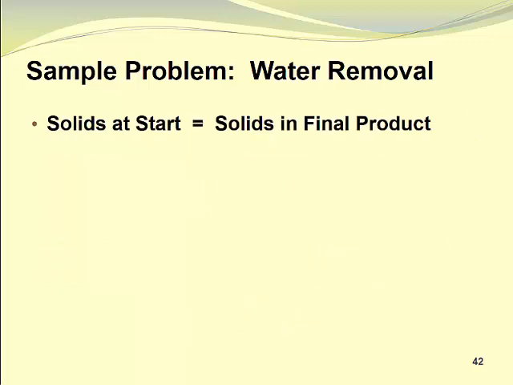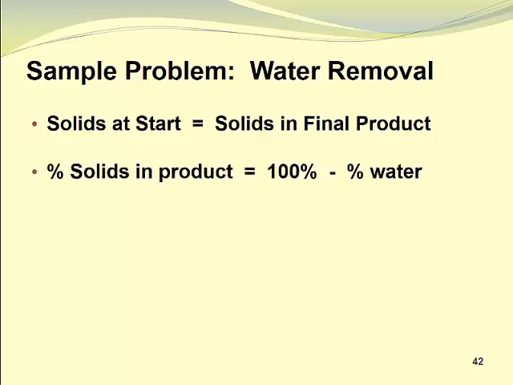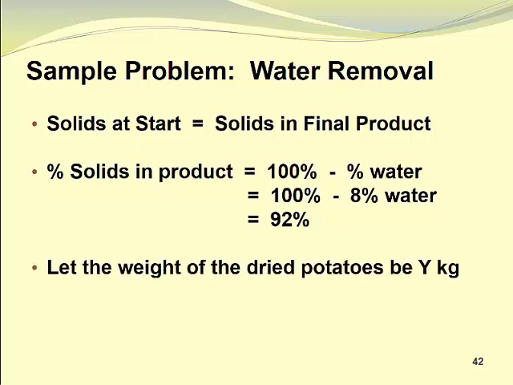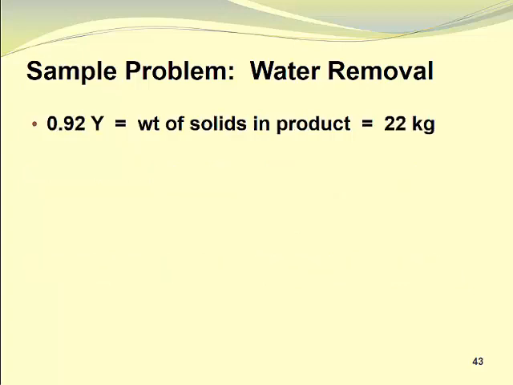Once again, the weight of solids at the start will equal the weight of solids in the final product. And we need the percent solids in the product, which equals 100% minus the percent water. That's equal to 100% minus 8%, or 92% solids in the final product. In this case, we will let the weight of the dried potatoes be y kilograms.